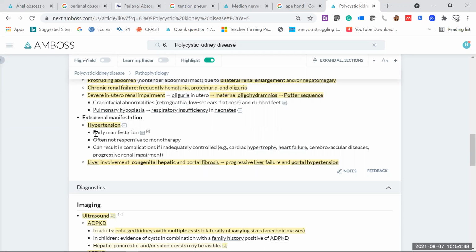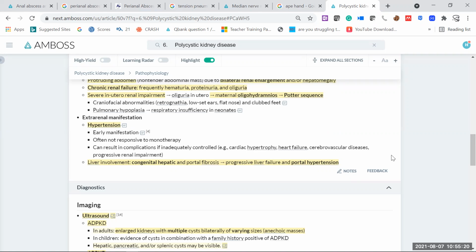These babies also present with extrarenal manifestations. For example, they can present with hypertension, an early manifestation, often responsive to monotherapy. It's not that it can't be controlled. Of course, we can control this hypertension, but it can result in complications if it is not treated properly. For example, with home deliveries, or if the mother is not going for proper antenatal follow-up, you may find that these babies present with severe complications.